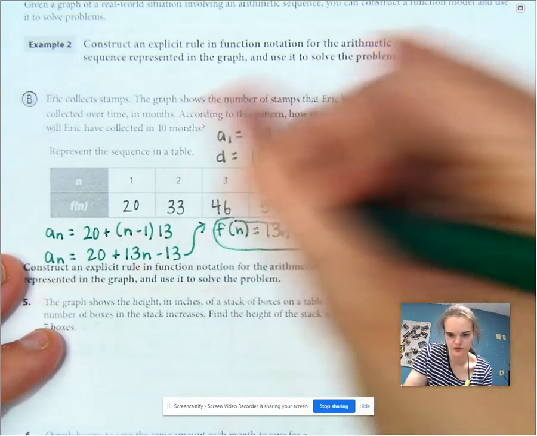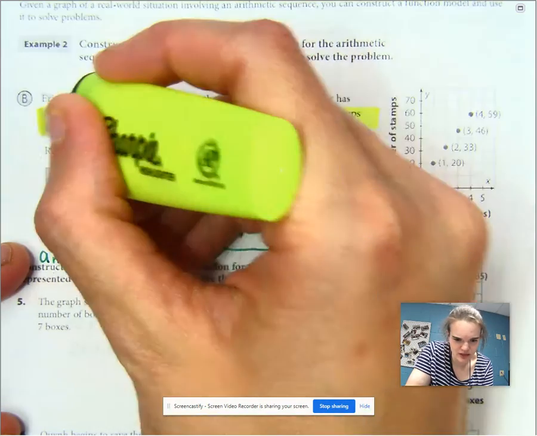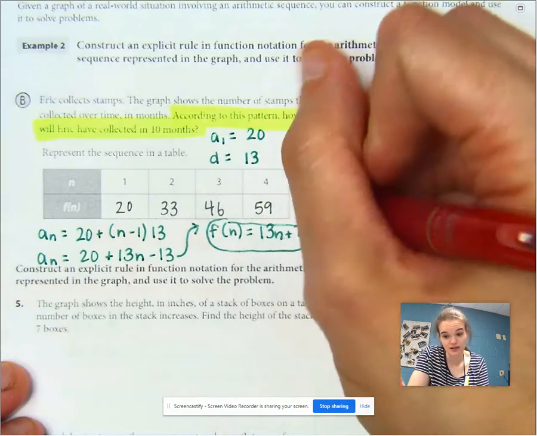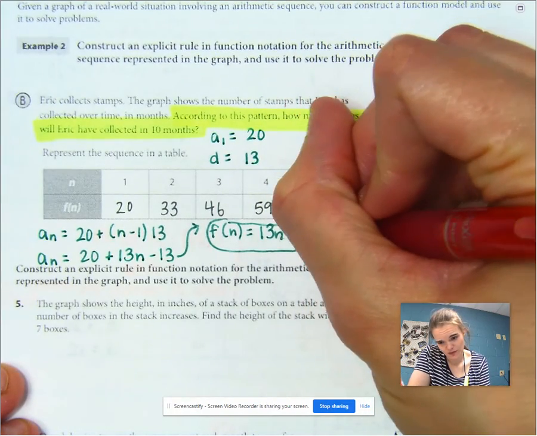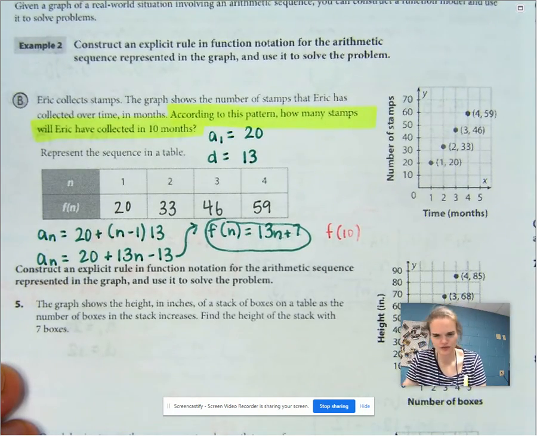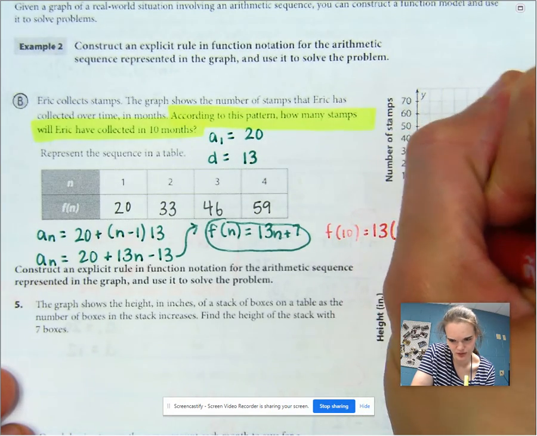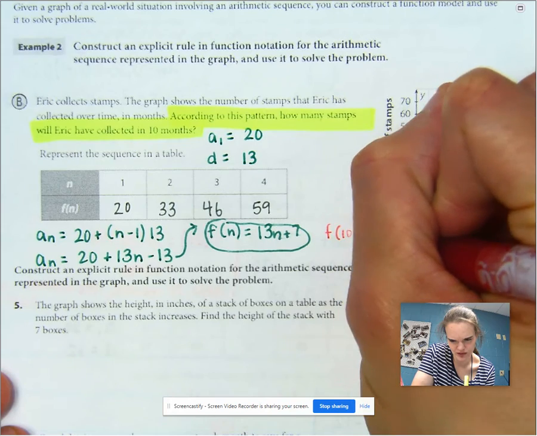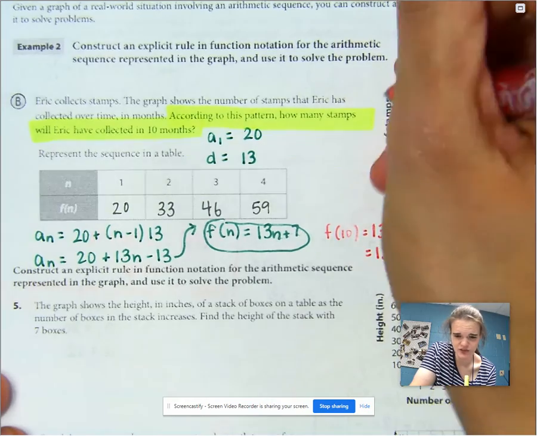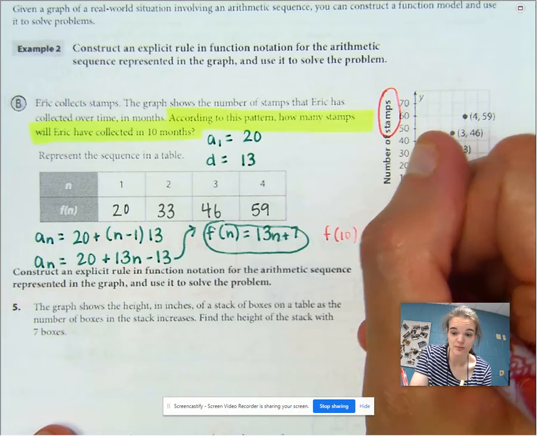The next part, though, says, according to this pattern, how many stamps will Eric have collected in 10 months? That means we're going to plug in a 10. F of 10, there I go, trying to use the bad one again. F of 10 equals 13 times 10 plus 7, and I believe that's 137. I'm not going to write a sentence this time because I'm out of room, but it is stamps because it says number of stamps. So these are the two answers I'd be looking for.